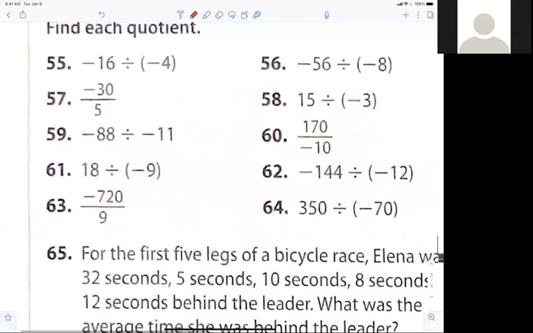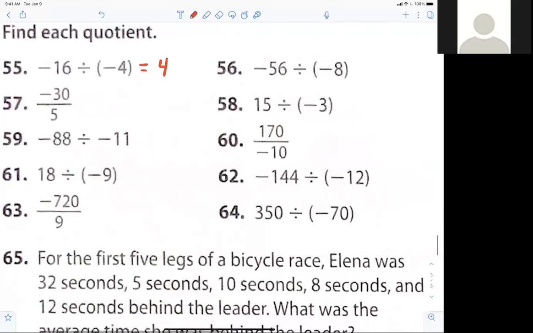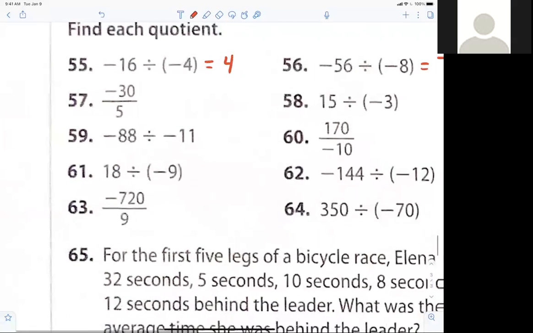Okay. 55. Yes. 4. Thank you very much. All right, Mikey. 7. So far, so good. 57. 8. Which one?